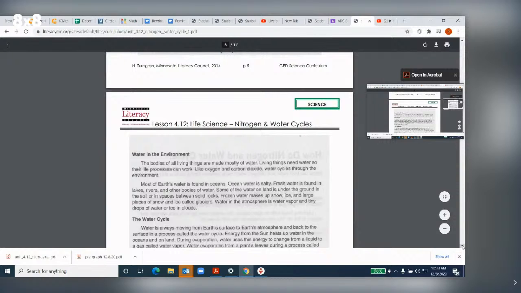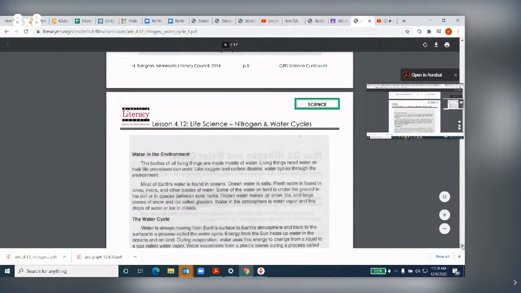So obviously by us, the Atlantic Ocean is salt water, but Lake Ontario is fresh water. Some of the water on land is under the ground in soil or in spaces between solid rocks. Frozen water makes up snow, ice, and large pieces of snow and ice called glaciers. Water in the atmosphere is water vapor and tiny drops of water and ice in clouds.